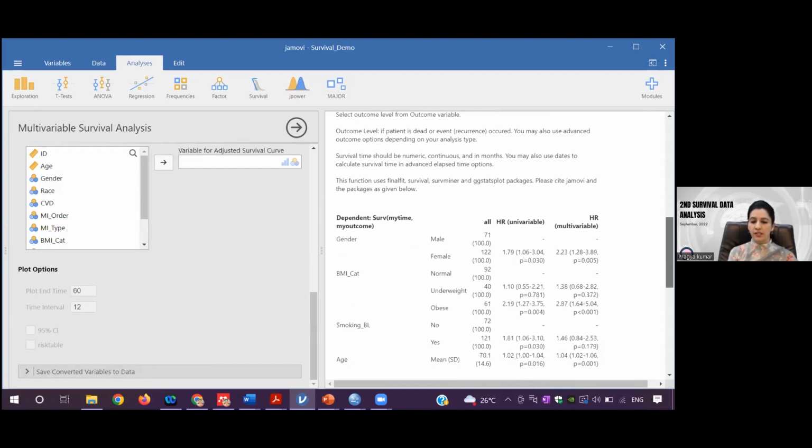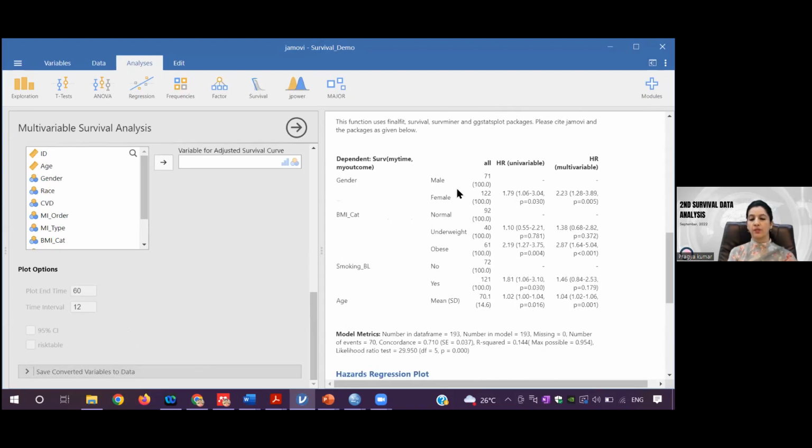So if you see, this is the table you can see here. It gives you univariable and multivariable. So it gives you the unadjusted hazard with 95% confidence interval and p-value, and adjusted hazard also. So you can see like this 2.19, it has increased to 2.87. This is also increased, but this is not significant. This is significant.